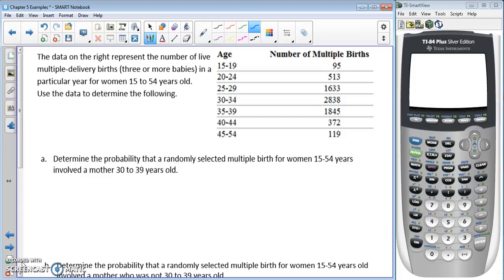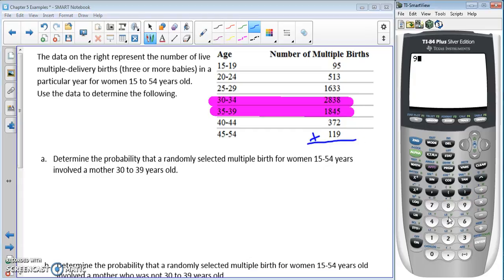So first question here is we want to determine the probability of a randomly selected multiple birth for women 15 to 54 years involved a mother 30 to 39 years old. So this is involving 2 different categories here. So we're looking at 30 to 34 and then 35 to 39. So first of all, we need to look at the total to look at this problem. So we want to find the total, so we need to sum up those values.